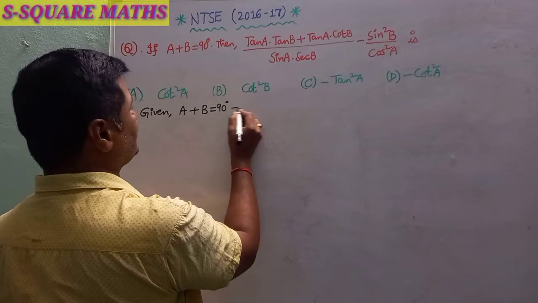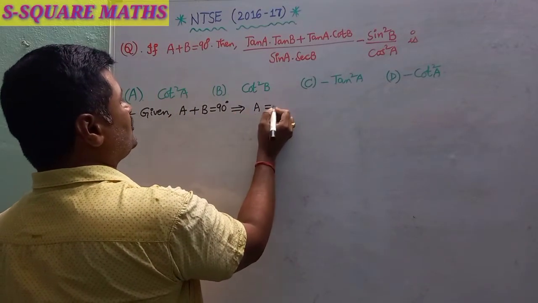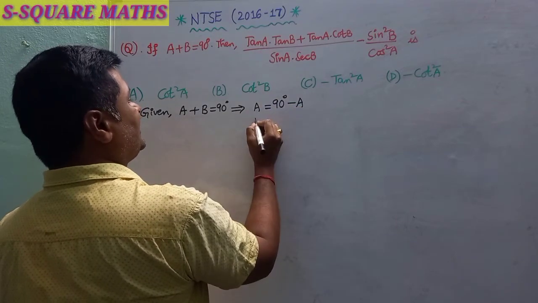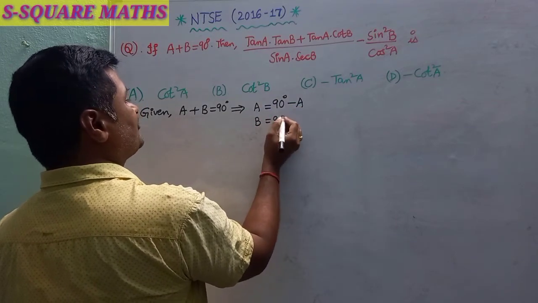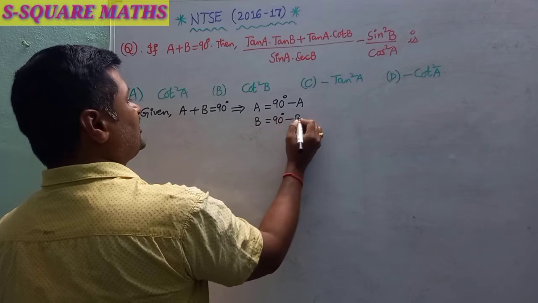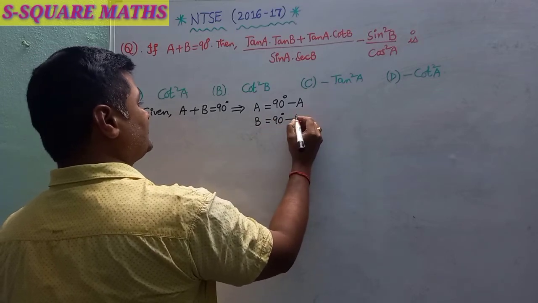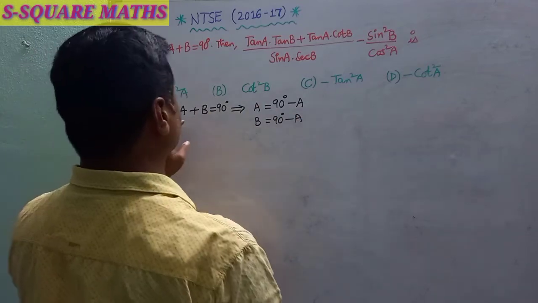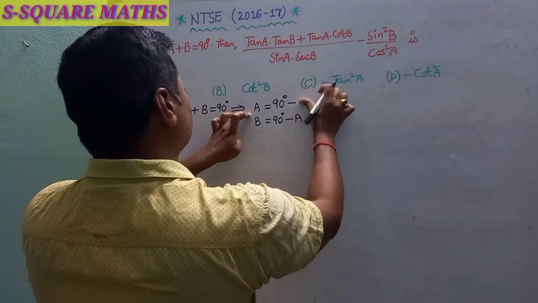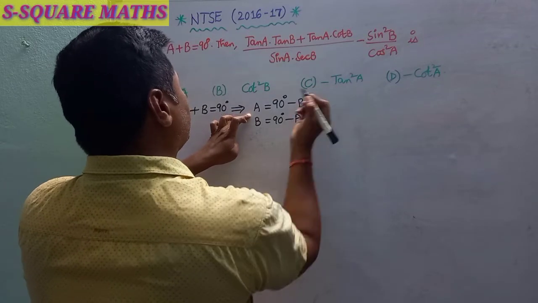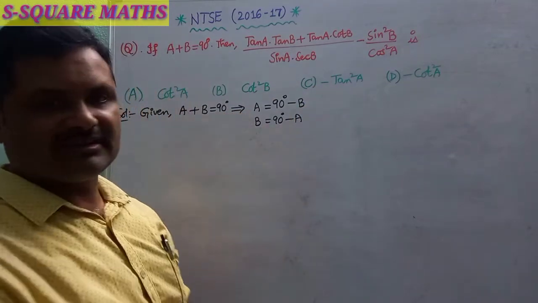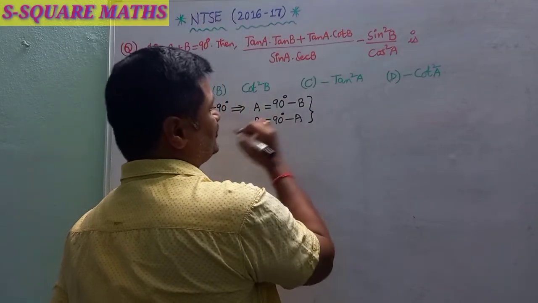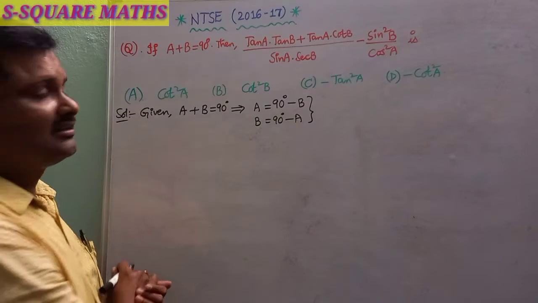This implies, I can write now, A is equal to 90 degrees minus B, and B is equal to 90 degrees minus A. From this I have written B is equal to 90 degrees minus A, and from this I have written A is equal to 90 degrees minus B. Okay. So these two we are going to use in our expression.